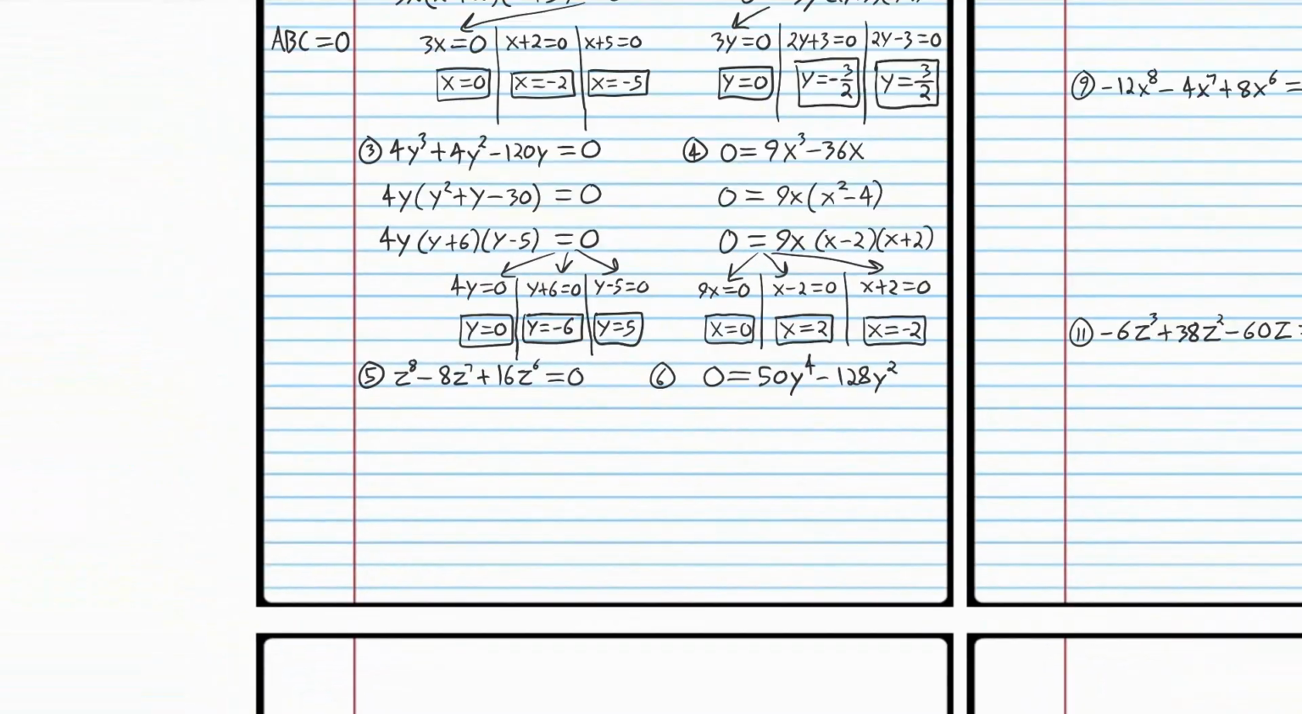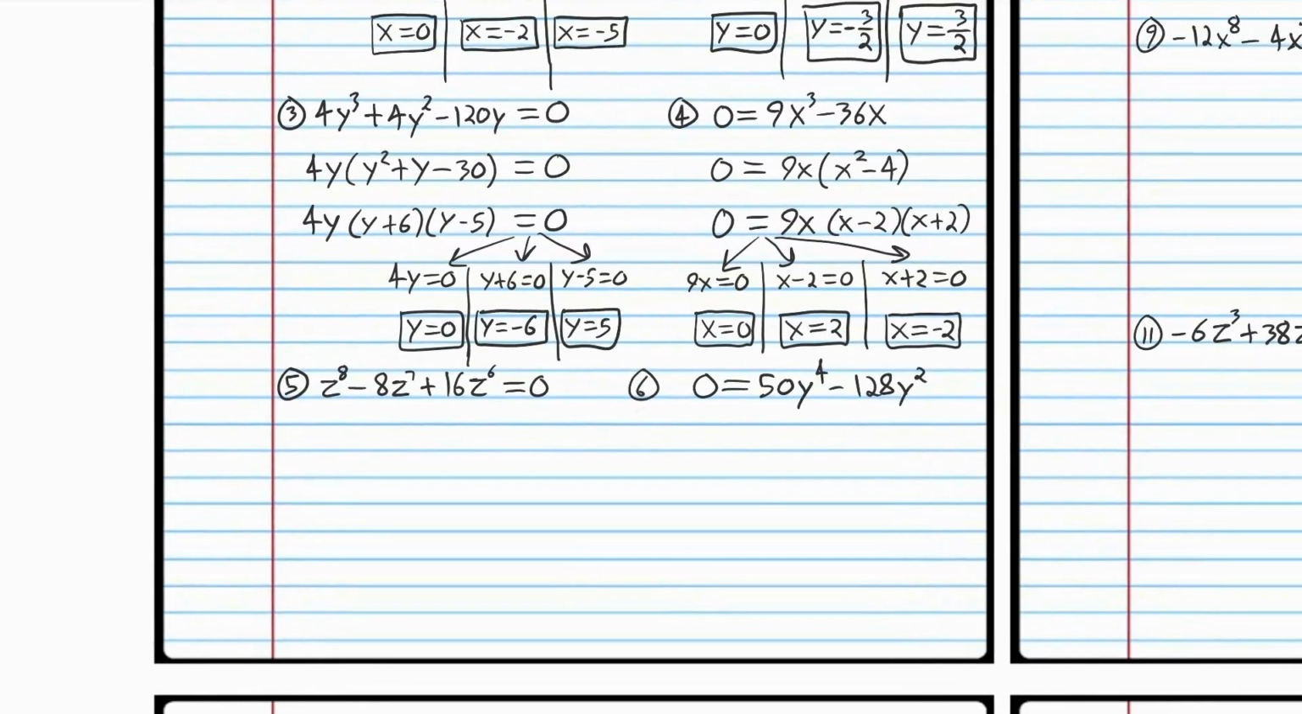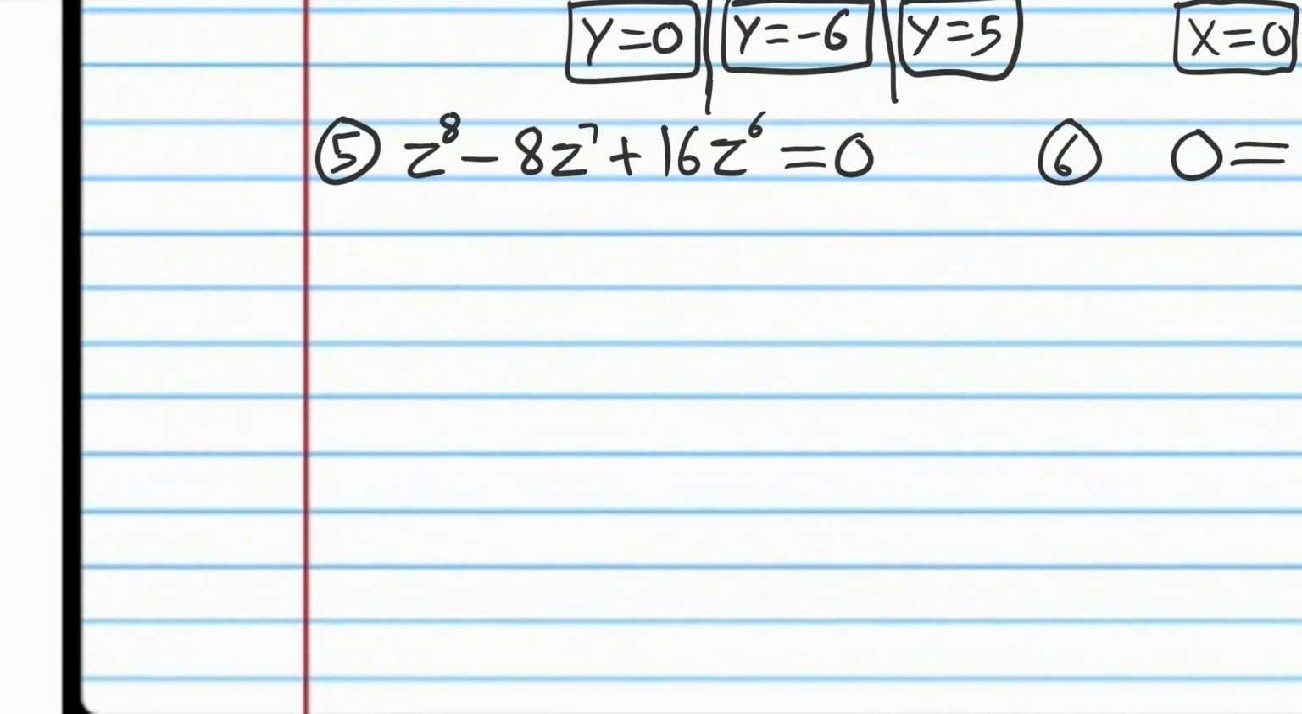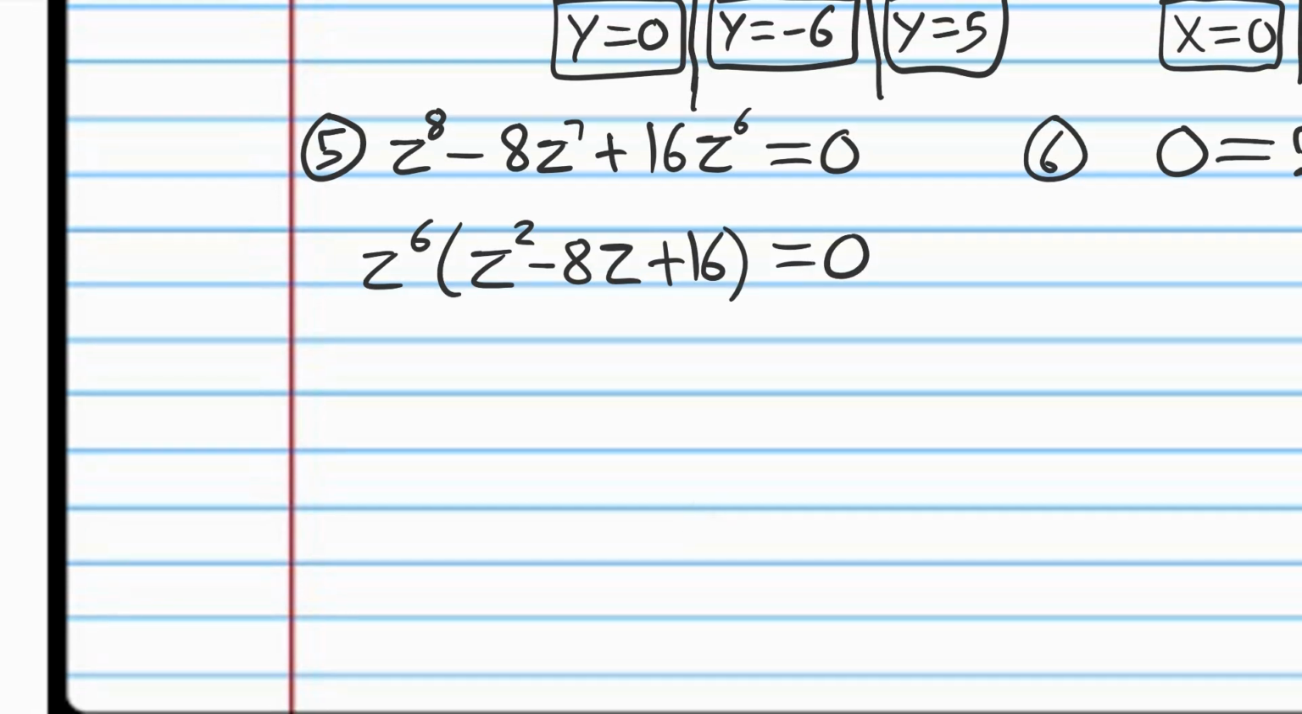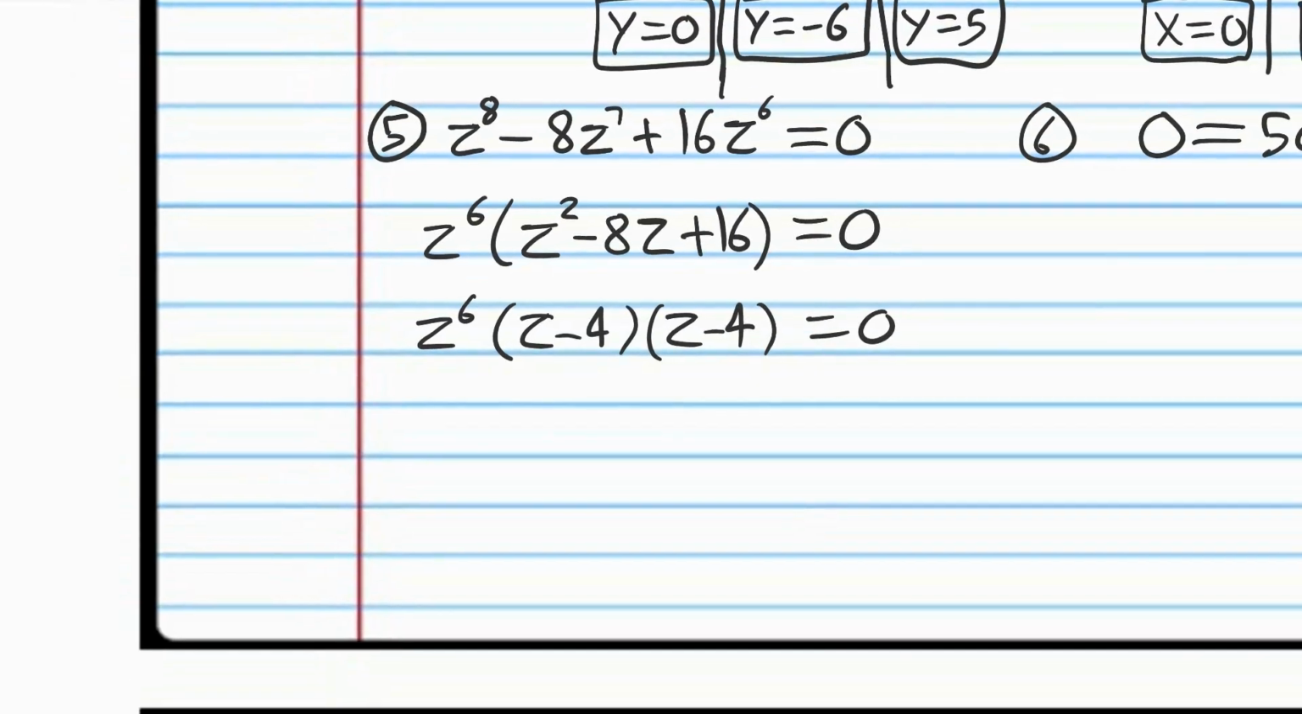All right, so let's do number 5 together. We're going to factor out z to the 6th power. So this is a little different because we're factoring out a 6th power, which is a pretty high power there. Now we have a quadratic expression. What 2 numbers multiply to 16 and add up to negative 8? That would be negative 4 and negative 4.